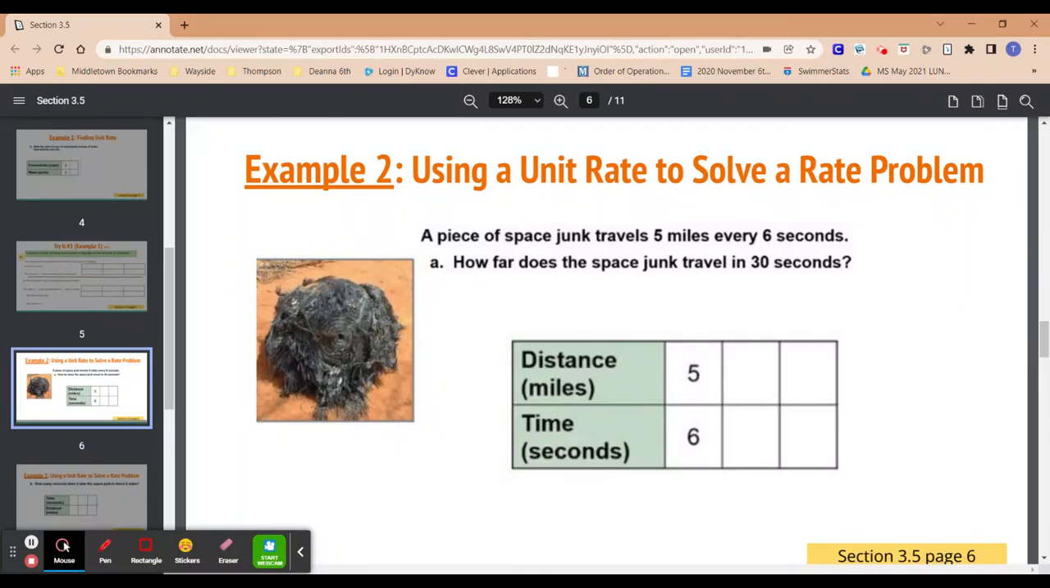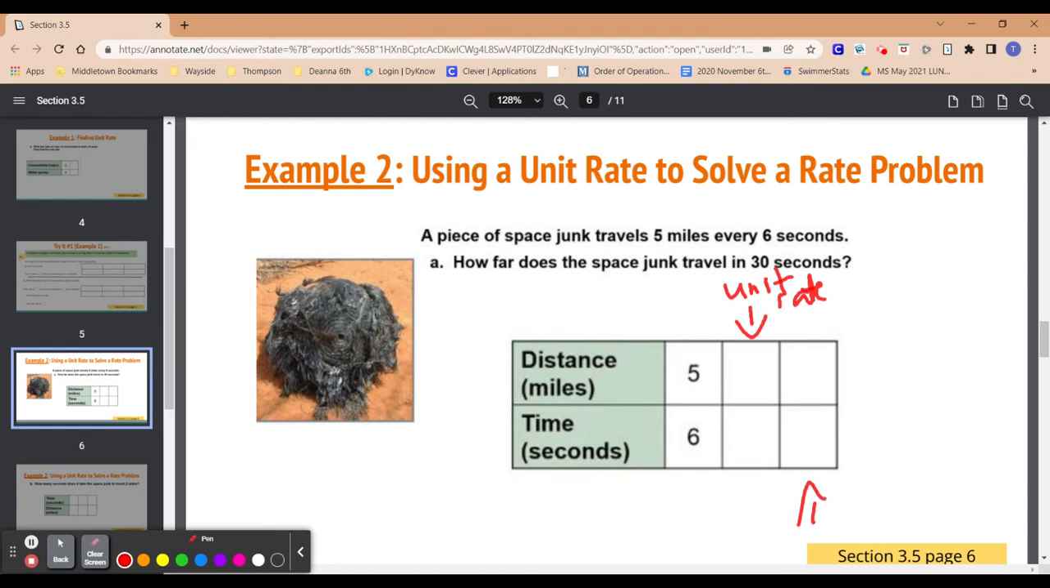Okay, so we are still in section 3.5 and working with example 2, which is using a unit rate to solve a rate problem. This kind of goes back to what we did in 3.3, where the unit rate is like the middleman that you find in order to get to the answer here.